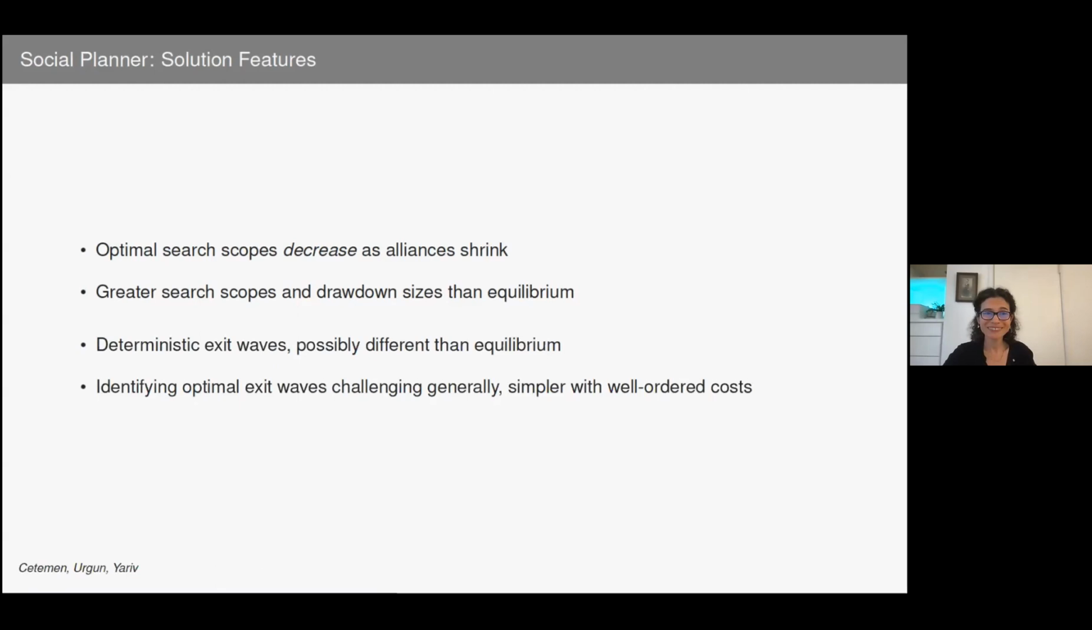Now, in general, identifying the optimal exit wave path is actually a challenging problem. It's a combinatorial problem because you need to consider all ordered partitions of agents, but it's much simpler with well-ordered costs. With well-ordered costs, we actually have a very simple algorithm for identifying the optimal exit waves, which resembles greedy algorithms for those of you who are familiar.